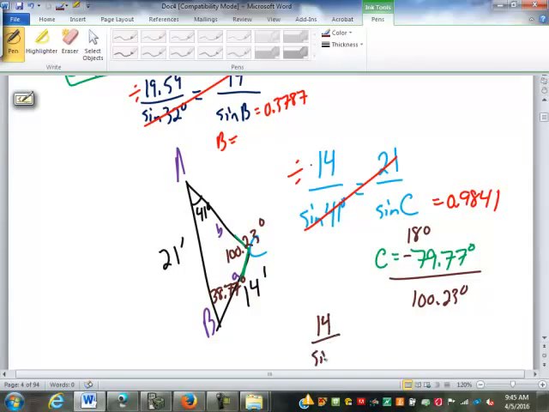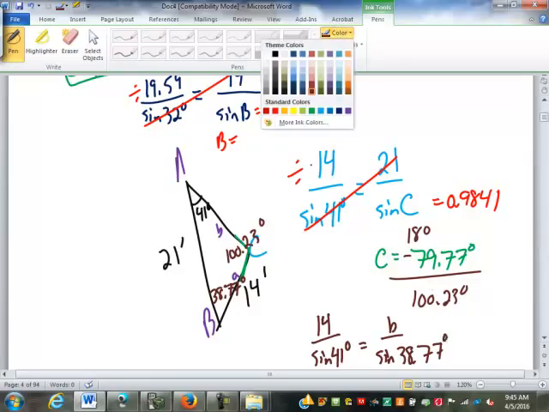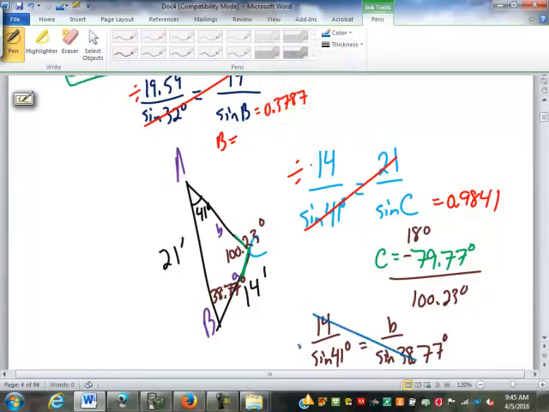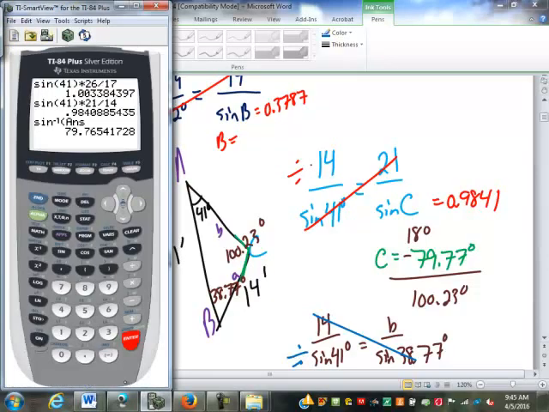14 over the sine of 41 degrees would equal side little b over the sine of 38.77 degrees. So we cross multiply and divide to find b. 14 times sine 38.77 divided by sine 41 is 13.36.